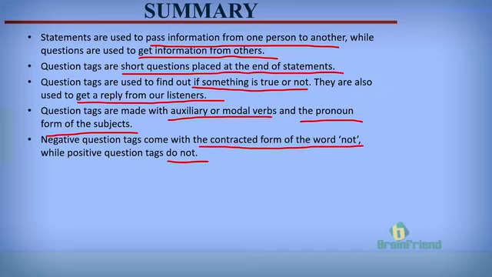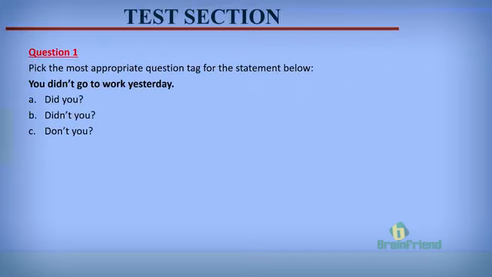Now let's answer our questions for today. Question 1 says, pick the most appropriate question tag for the statement below. You didn't go to work yesterday. A, did you? B, didn't you? Or C, don't you? The correct answer is A, did you? You didn't go to work yesterday. Did you? That's the correct answer. So if you picked A, you are correct.